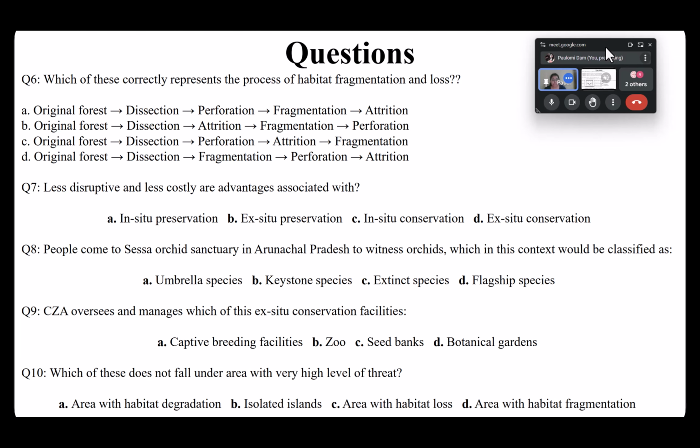Which of these methods? Next is people come to Sessa Orchid Sanctuary in Arunachal Pradesh to witness orchids. In this context, how will it be classified? You don't have to know what these are or where these are, but read the sentence and try to make sense of what kind of species we are talking about here. Next is CZA oversees and manages which of these ex situ conservation facilities. I did not give the full form because in the full form you have the answer. So try to remember CZA was discussed in the lecture. Why was it discussed and in what terms?